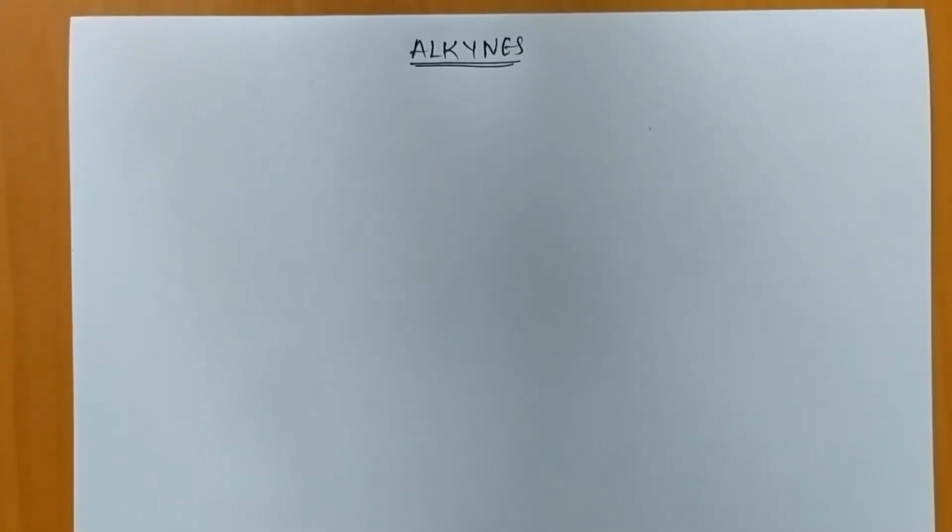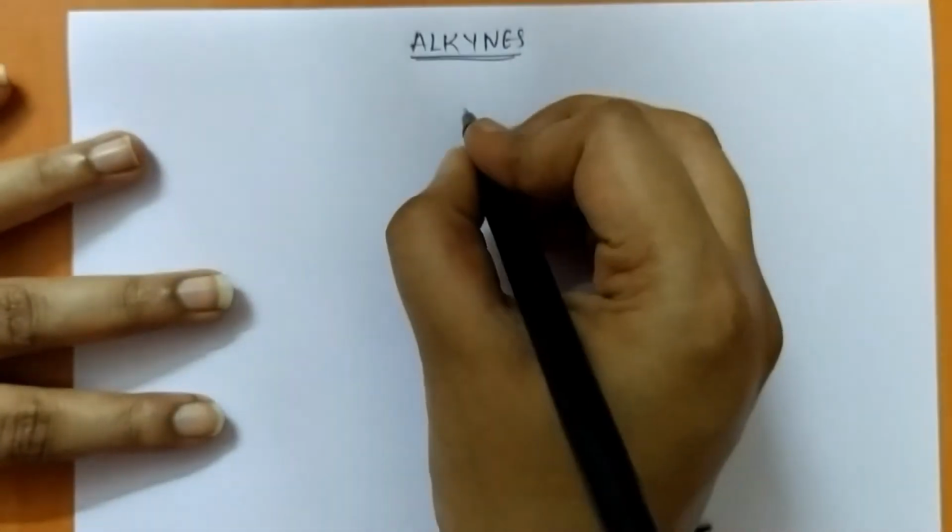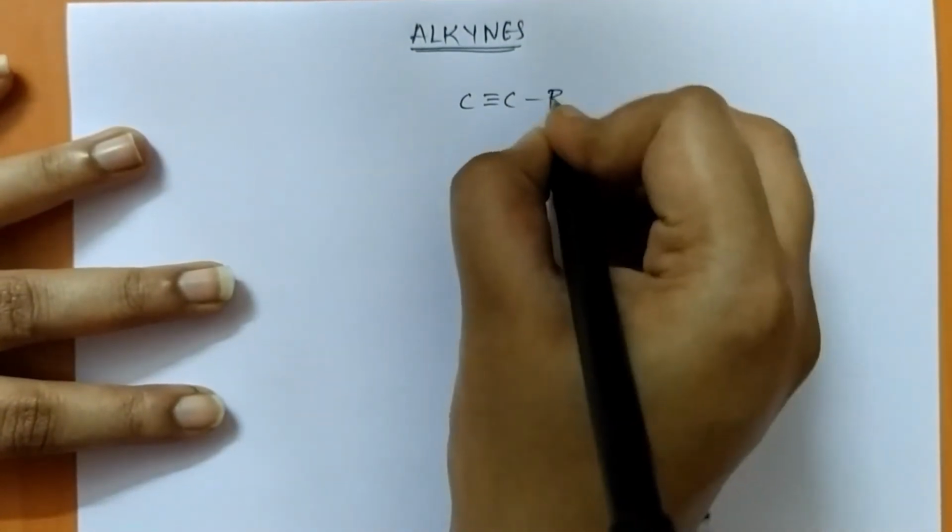Hello everyone, my today's topic is based on alkynes. So alkynes are represented by C triple bond C.